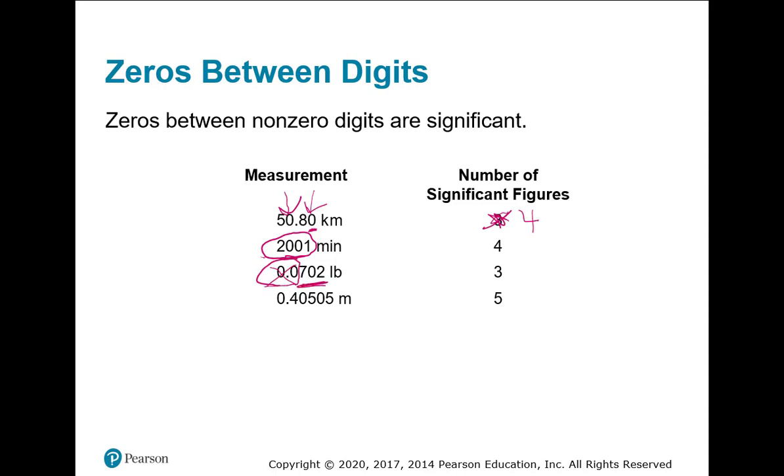Just the 702. That 0 is sandwiched. So 3 sig figs here. And this 0 is not significant. Everything else is. Those 2 zeros there are sandwiched. So 1, 2, 3, 4, 5.